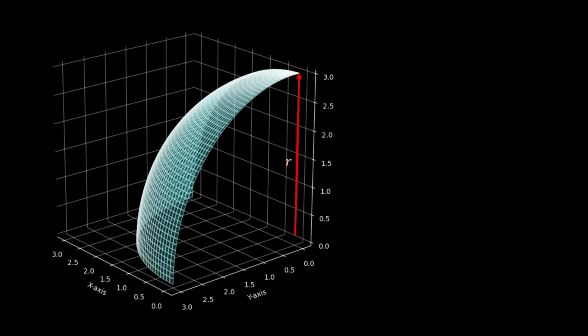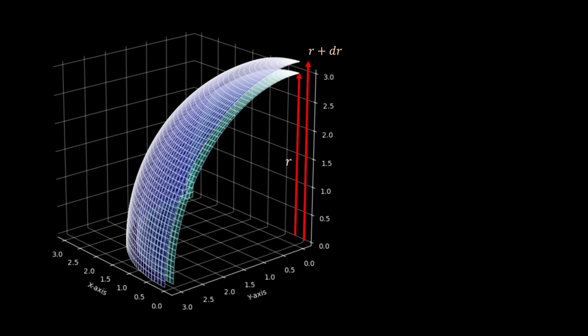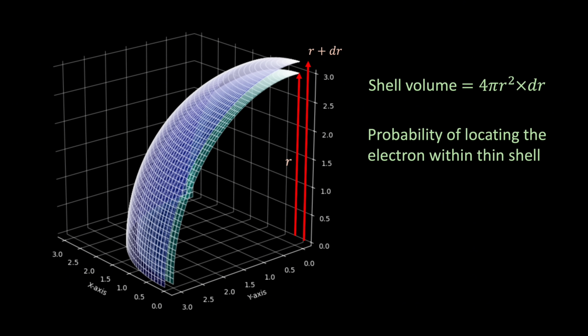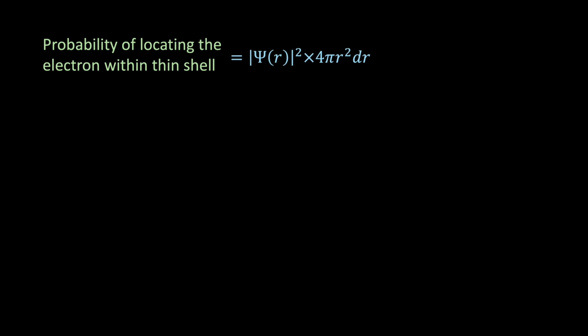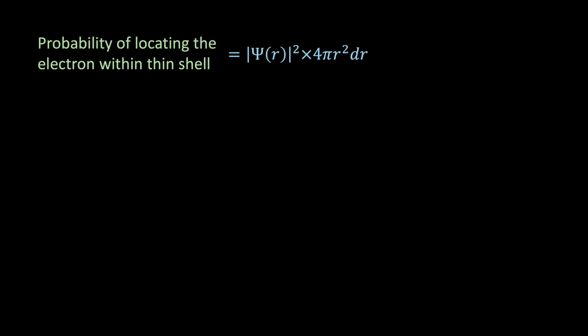If we imagine a thin spherical shell of thickness dr, then the volume of that shell is the surface area of the sphere, 4 pi r squared, multiplied by the thickness dr. And therefore the probability of locating the electron within that thin shell is equal to the modulus squared of the wave function multiplied by the shell volume, and this is equal to the following blue expression. Next, if we sub in the ground state wave function for hydrogen, we end up with the following expression, and this represents the probability that the electron will be found in the thin shell between r and r plus dr.